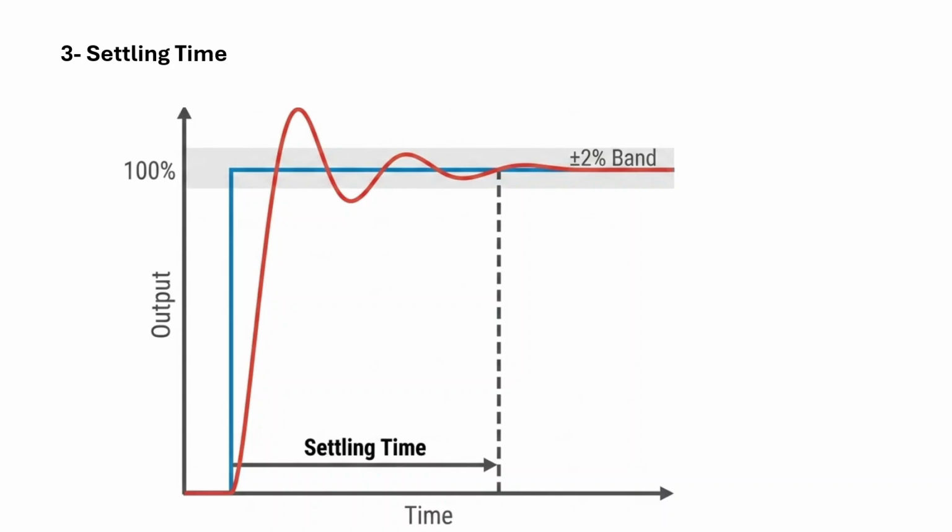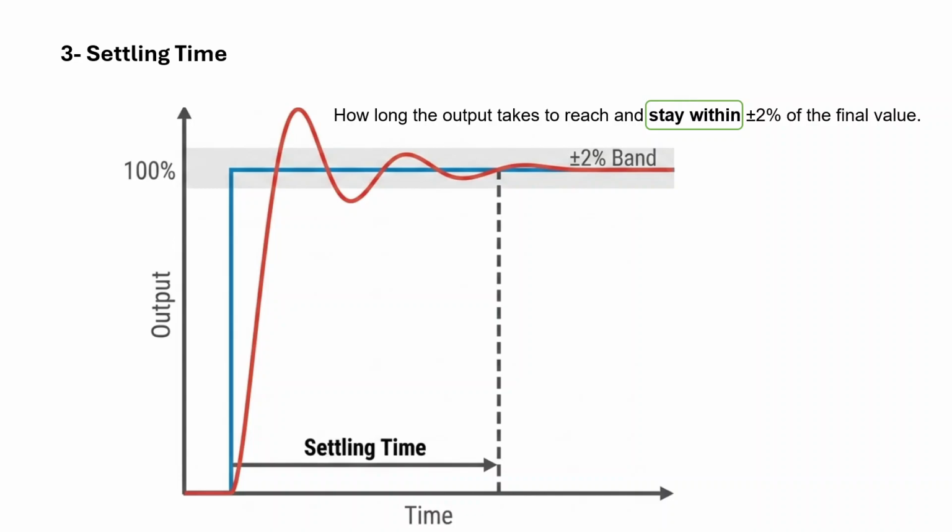This one's the most practically important for control purposes. Settling time is the total time it takes for the output to reach and stay within a narrow band around the final value. Usually that band is plus or minus 2%. Why does that last part matter? Stay within. Because some instruments will overshoot. They will jump past the final value, oscillate a bit, and then stabilize. Settling time accounts for all of that until the signal truly calms down.